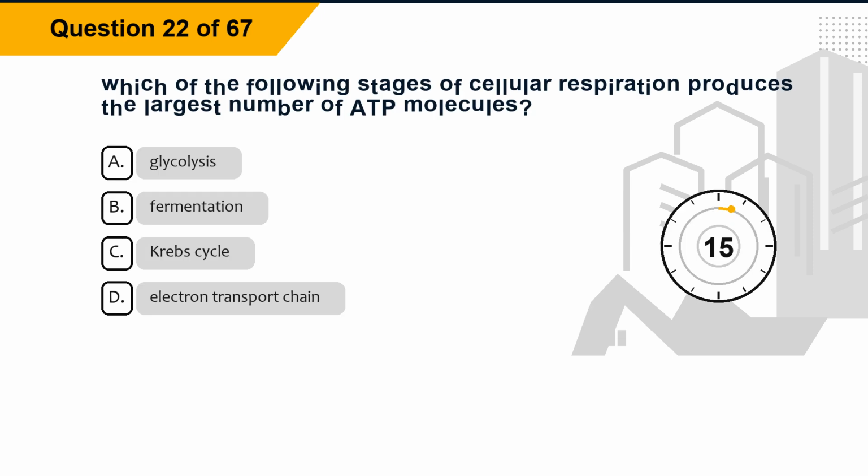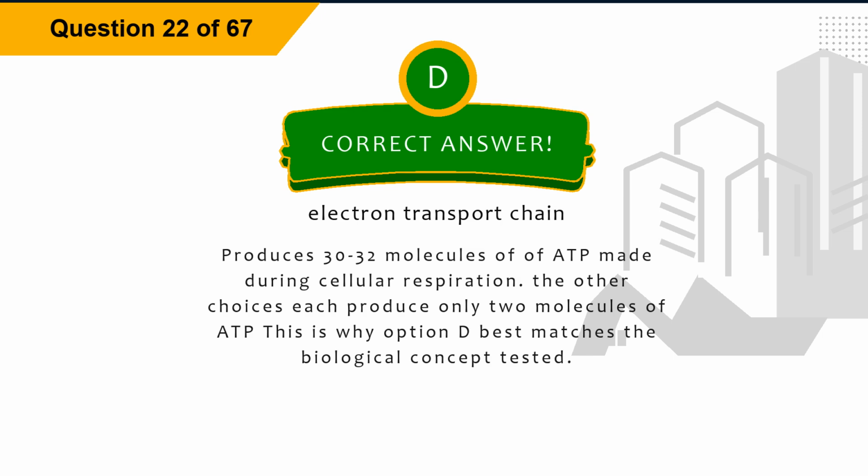Question 22. Which of the following stages of cellular respiration produces the largest number of ADP molecules? Option A, glycolysis. Option B, fermentation. Option C, Krebs cycle. Option D, electron transport chain. The correct answer is option D, electron transport chain.